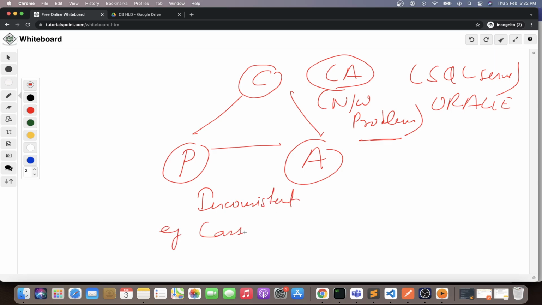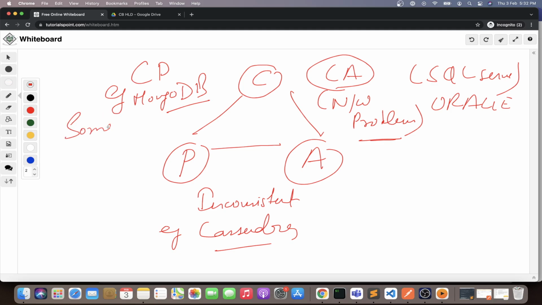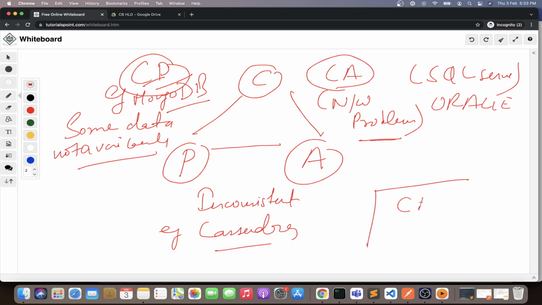An example is Cassandra, which is a very important DB that's used widely. Last is the CP category. Example: MongoDB, one of the most used databases. Here the drawback is some data is not available, because we have given priority to consistency and partition tolerance. With the help of this diagram, you'll easily remember all the different things related to CAP theorem and different examples. So this is very important.